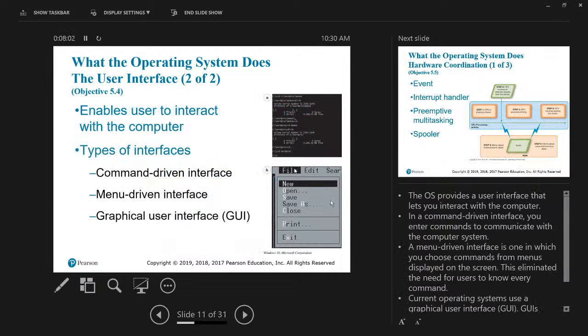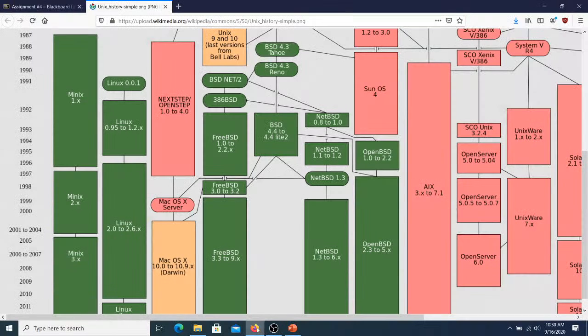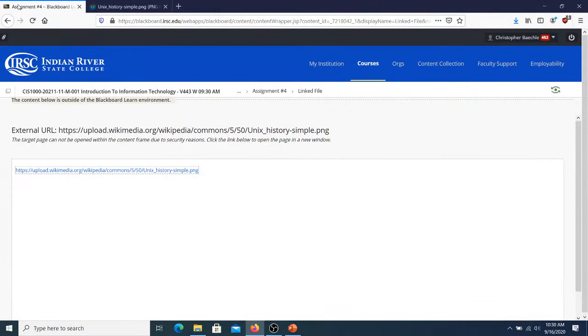Okay, so I think that's a good stopping point. Go ahead and make some progress on the assignment today.